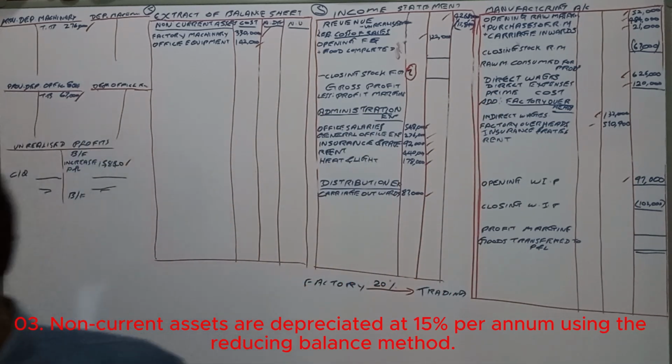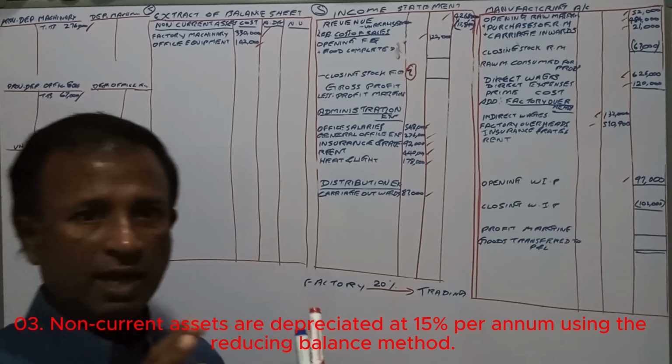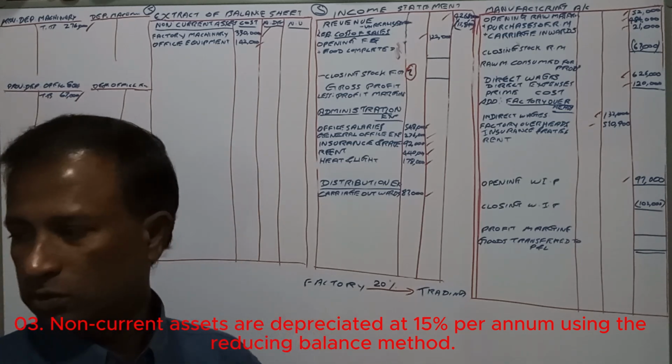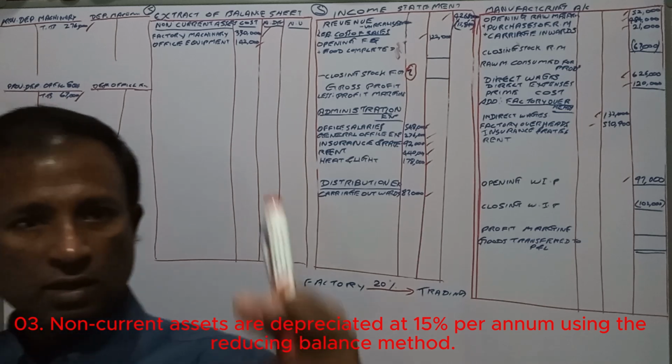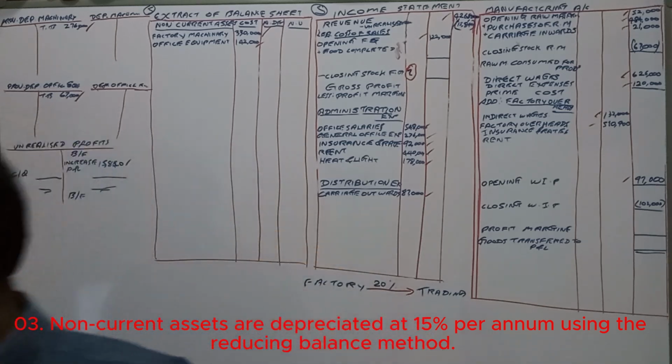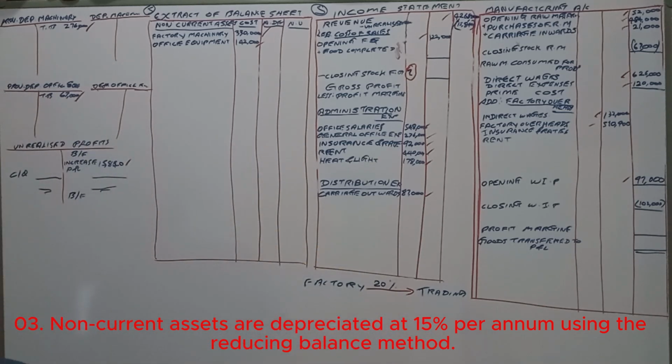Carry down of ratios, keep it as it is, and we will just go through the adjustments. After that, at last we can. Non-current assets are depreciated at 15% per annum using the reducing balance method. This says non-current assets. Okay.